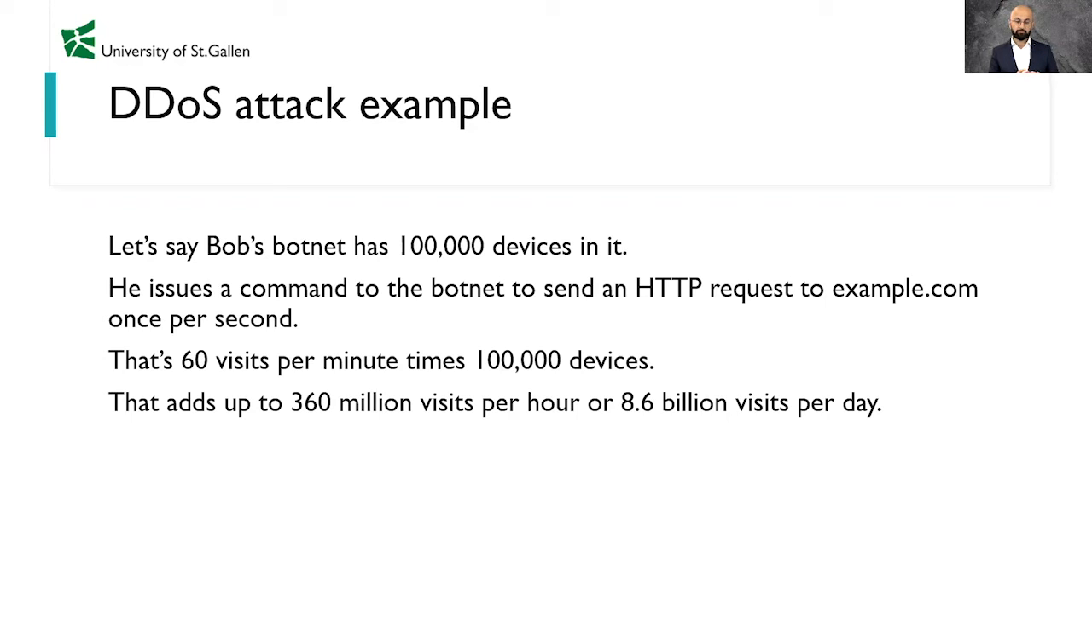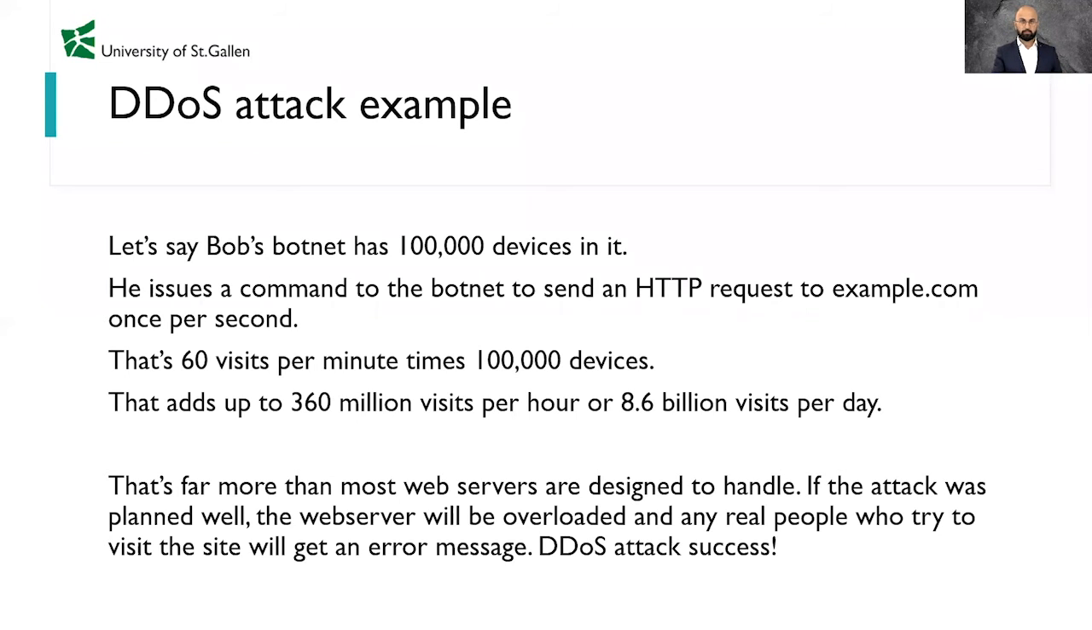multiplied by 100,000 devices. That means the hacker is now going to send 360 million visits per hour, or 8.6 billion visits per day, to the web page. That means your system is now paralyzed. It is unavailable for your normal visitors, and you lose all your data, all your sensitive information, and also trust in front of your customers. That's the main attack method used by cyber criminals.